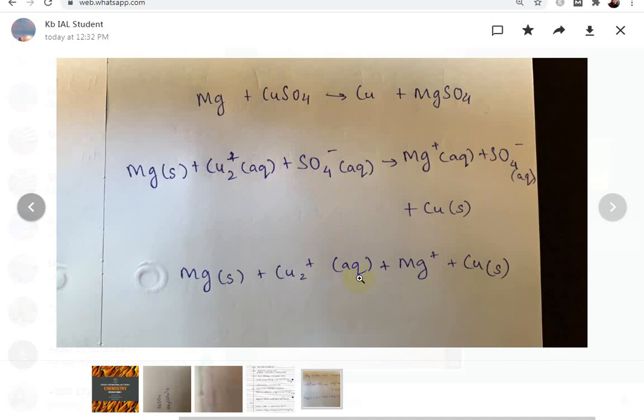Where is the arrow sign? You are not putting an arrow sign. You have given a plus sign here. You should give the state symbol aqueous. Okay, you should give an arrow here. You are missing the arrow. Okay.